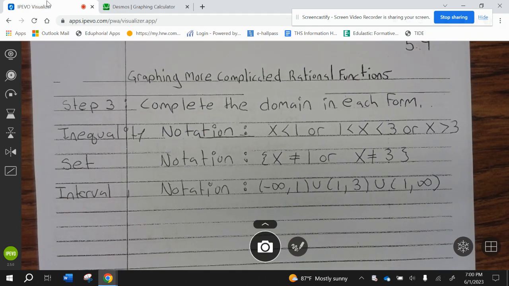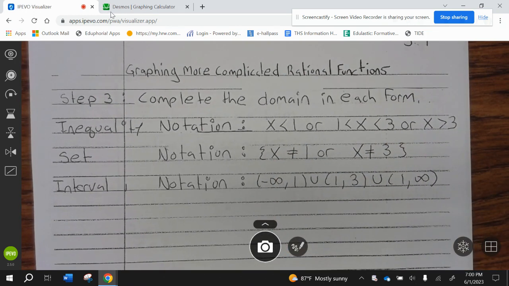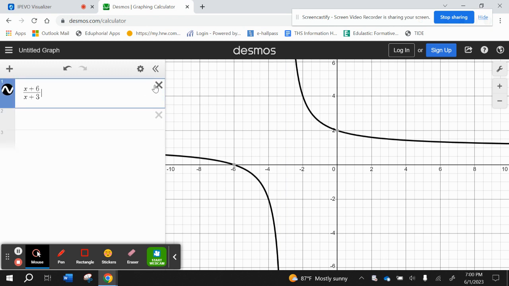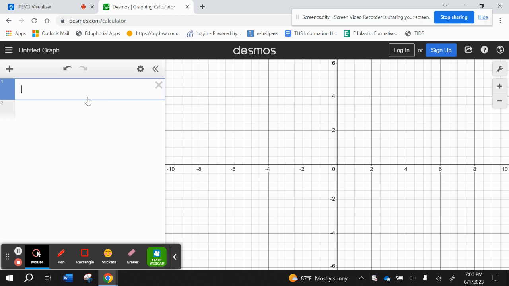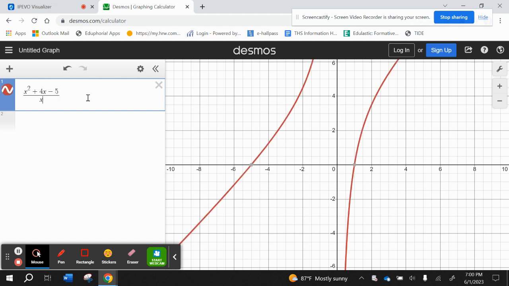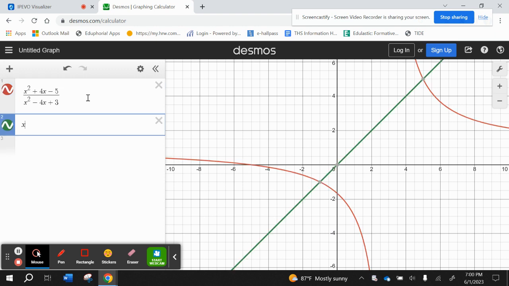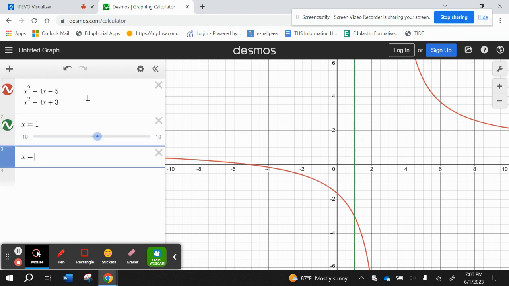All right, step 3, complete the domain in each form. So to understand where these numbers come from, let's go ahead and graph. Let's go ahead and divide x squared plus 4x minus 5 divided by x squared minus 4x plus 3. And let's go ahead and graph x equals 1 and x equals 3.